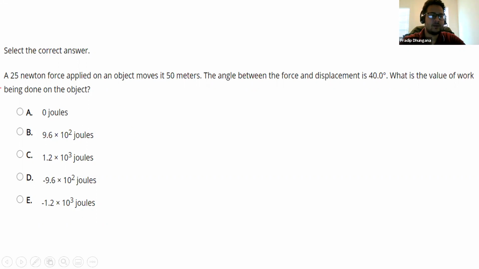The question is, a 25 Newton force, that is force, applied on an object moves it 50 meters displacement. The angle between the force and displacement is 40 degrees. Angle is 40 degrees, that is theta. Question is, what is the value of work being done on the object? That means we have to calculate work.